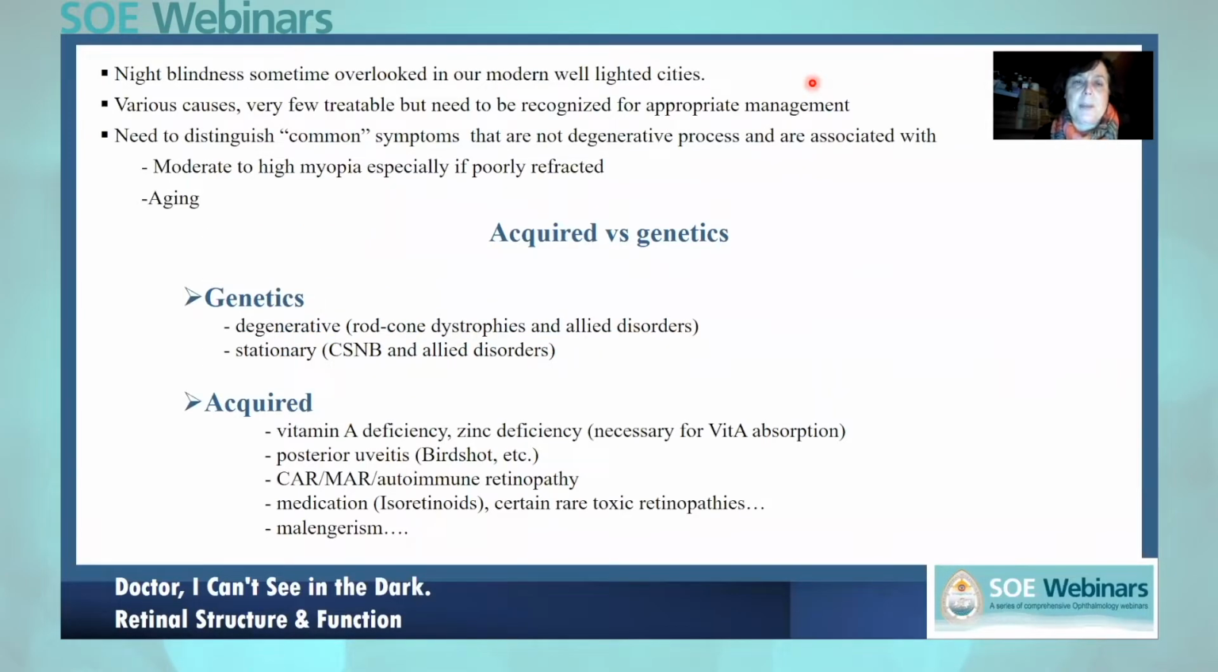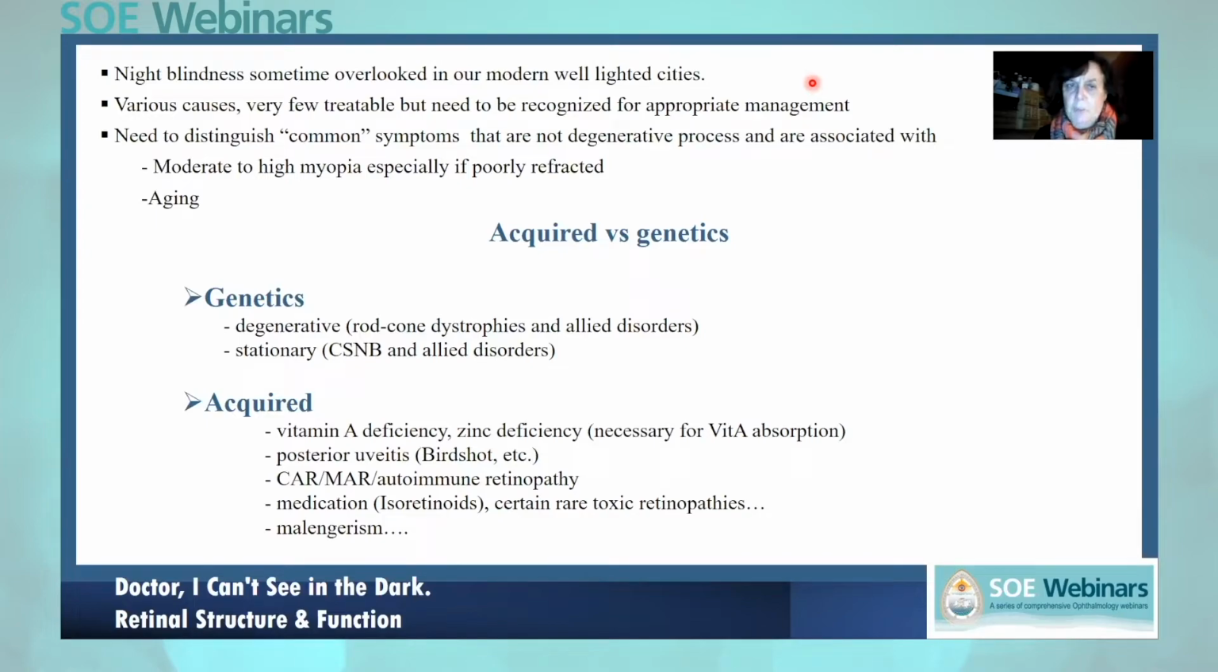Night blindness is sometimes a symptom that is overlooked, especially in our modern cities. There are various causes, very few being treatable, but they need to be recognized to be appropriately managed.